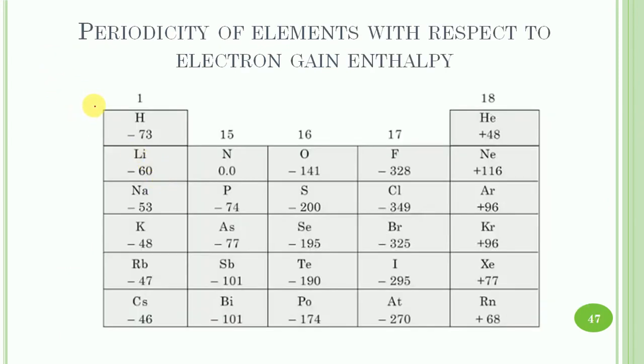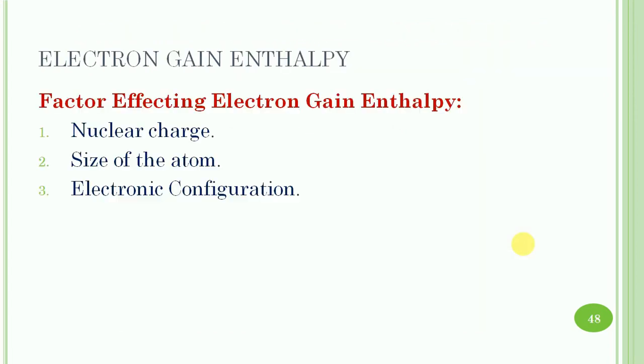So this is the table showing electron gain enthalpy in case of s orbitals and p orbitals. The alkali metals have less negative values and halogens have the maximum negative values, while noble gases have positive values. Factors affecting electron gain enthalpy. These are the main factors on which electron gain enthalpy depends. The first one is the nuclear charge, then size of the atom and electronic configuration.